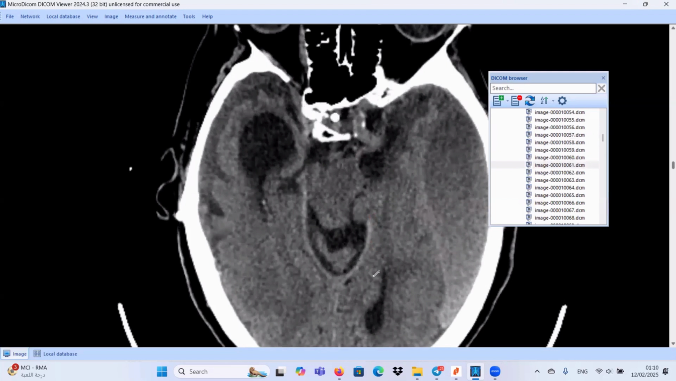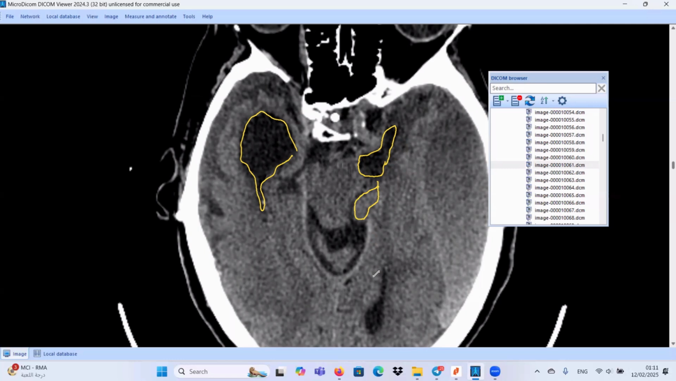If we go more superiorly, we will find this is a temporal horn on the left side. It's crossing towards the midline medially. Look for this one. This is the right side. The left side is shifted medially. Also, we have here part of the brain tissue. This is the uncus. It is herniated into the ambient cistern.